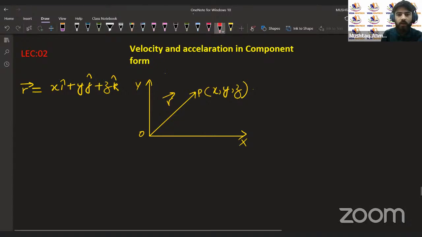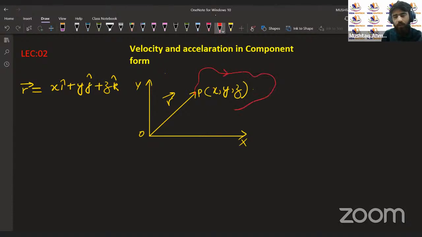And let's suppose this particle P is not at rest, it's having some motion in some direction. It means that the x coordinate, y coordinate, and z coordinate are also changing for this particle. So if the x, y, z coordinates are changing, the particle will have a velocity along x, velocity along y, and velocity along z. It means there will be three components of velocity for this particle. We know that velocity is the rate of change of position vector with respect to time, so it will be dr vector over dt.